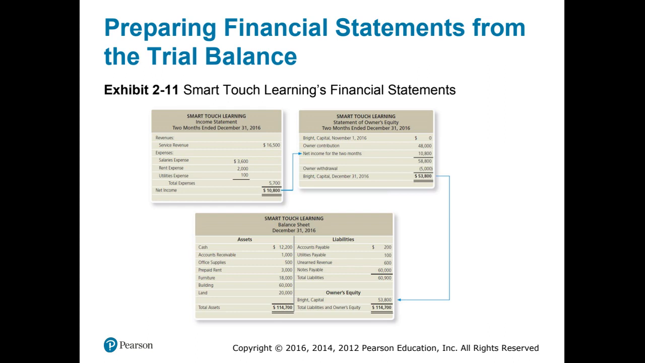All right, and then here we are looking at our income statement, our statement of owner's equity, and our balance sheet. Our income statement shows our revenues, our expenses. We take revenues minus expenses, which gives us our net income.